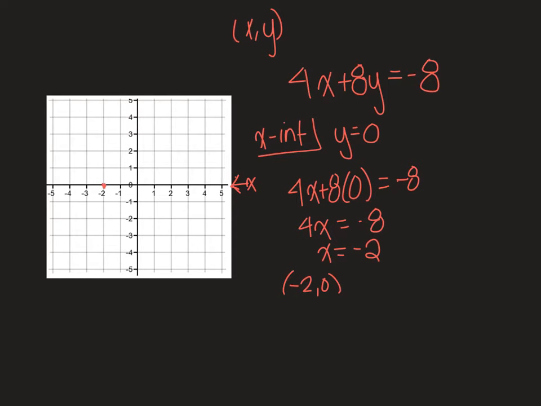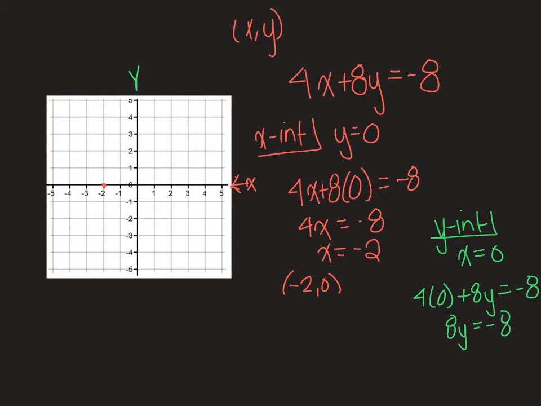And then we need to find our y-intercept. Your y-intercept is going to fall on this y-axis, which means our x should be 0. So we're going to do the same thing, but this time plugging in 0 for x, and solving for y. So that gives me 8y equals negative 8, so y equals negative 1. This ordered pair is going to be 0, negative 1. Again, notice that I'm making sure to write these in x, y ordered pairs.